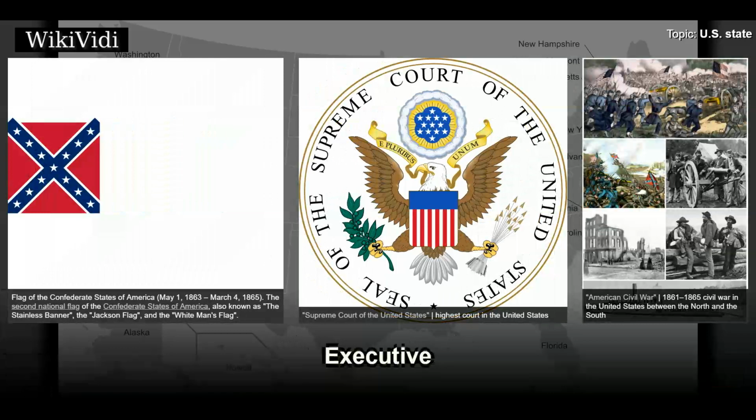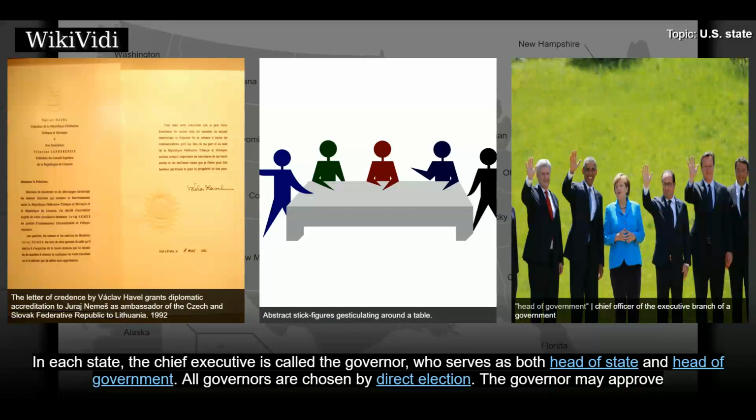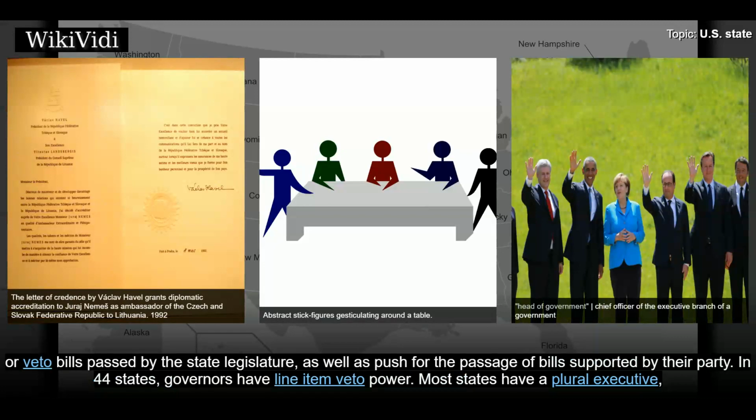Executive. In each state, the chief executive is called the governor, who serves as both head of state and head of government. All governors are chosen by direct election. The governor may approve or veto bills passed by the state legislature, as well as push for the passage of bills supported by their party. In 44 states, governors have line-item veto power.